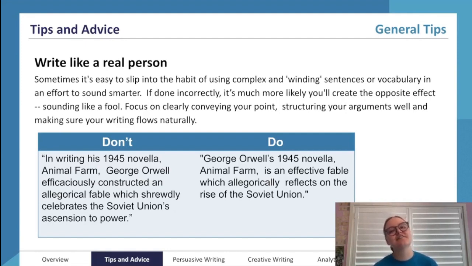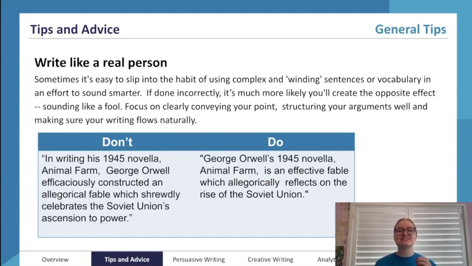Wonderful. All right, my first tip for writing well in English and being a solid writer is to write like a real person. This is the rule that I tell all of my students, and I've been telling my students ever since I graduated. It's very easy, particularly in school, to slip into the habit of using really complex and winding and academic language. You have the tendency to want to sound smart, to want to sound as if you know what you're talking about and as if you have a really solid grasp on all of the concepts. And so you end up defaulting towards academic language. However, if this is done incorrectly, if you lean too much into that kind of language, it's likely that you'll create the opposite effect, which is sounding like a fool.